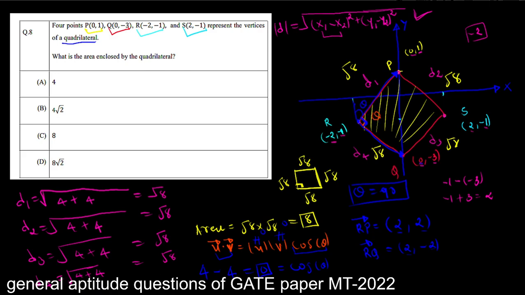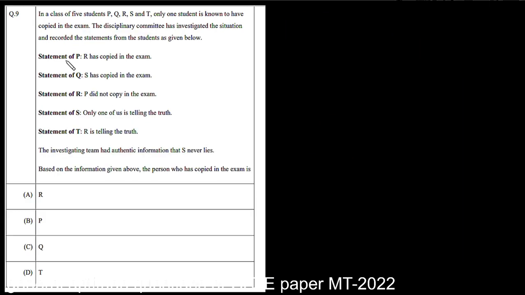Now let's move to question 9. Question 9 says: in a class of 5 students P, Q, R, S and T. Here P, Q, R, S, T are the 5 students. Only one student is known to have copied in the exam. So out of these 5 students, it is known that only one of the students has copied in the exam.